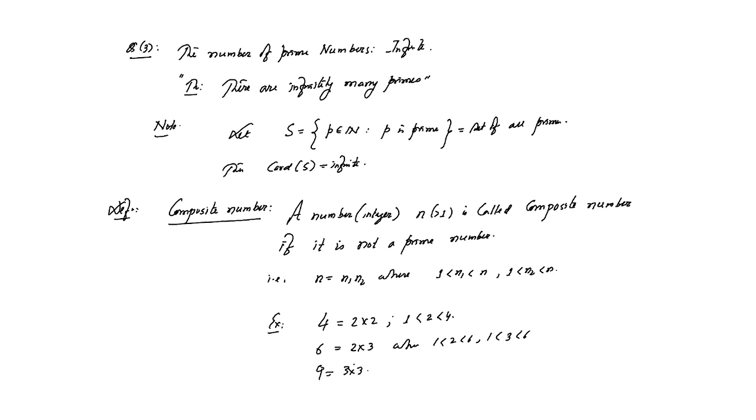Now we come to some important theorem. The theorem is, or you can say the important question: if A is prime to B and A is prime to C, then A is prime to BC. That we have done in the previous class.